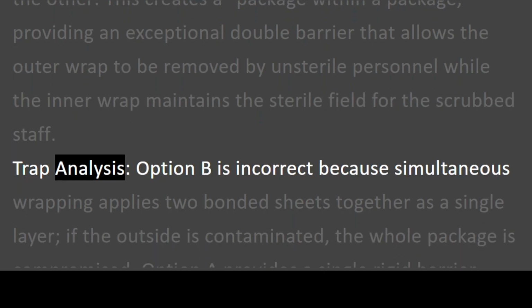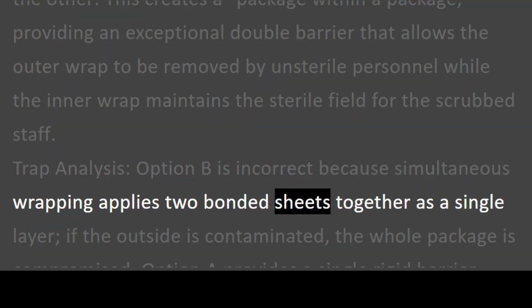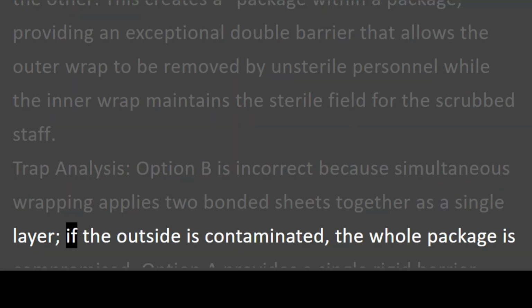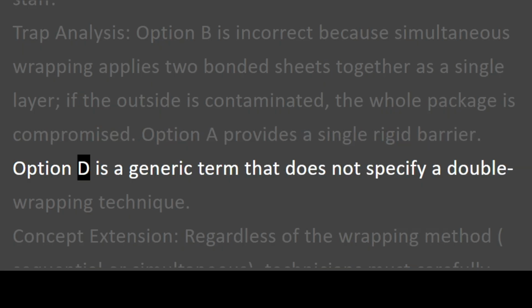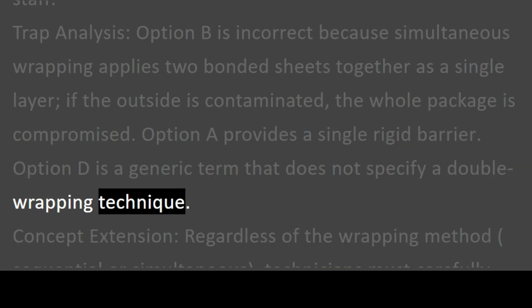Trap analysis. Option B is incorrect because simultaneous wrapping applies 2 bonded sheets together as a single layer. If the outside is contaminated, the whole package is compromised. Option A provides a single rigid barrier. Option D is a generic term that does not specify a double wrapping technique.